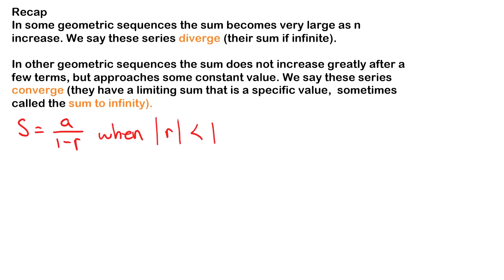So we'll do a quick recap. Remember, if the sum is going towards infinity, we call that a diverging series. Whereas if the sum is going to a set value or a constant, we say it's converging. When it is converging to a limiting sum, we know that the r value is less than 1. If it's greater than 1, there is no limiting sum. It will go towards infinity.